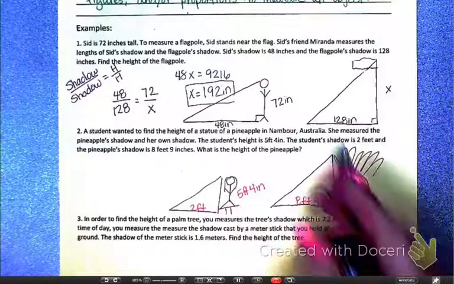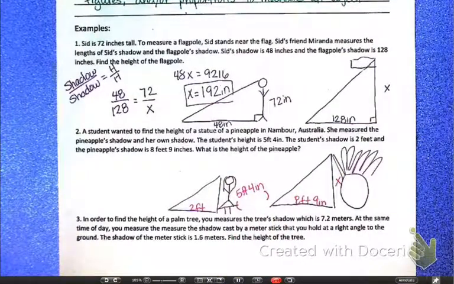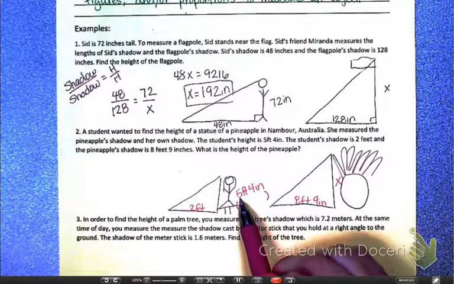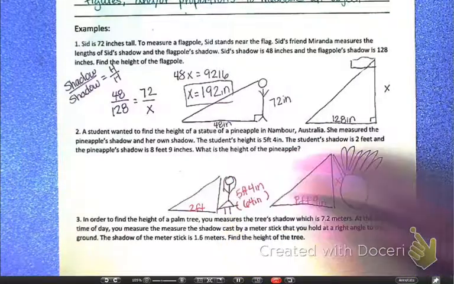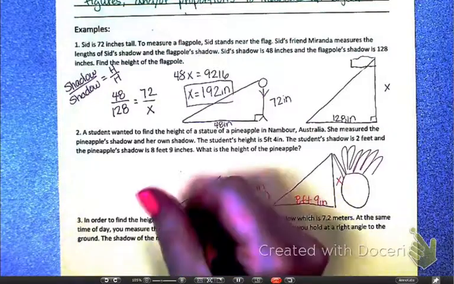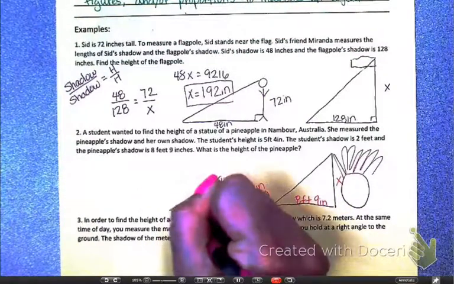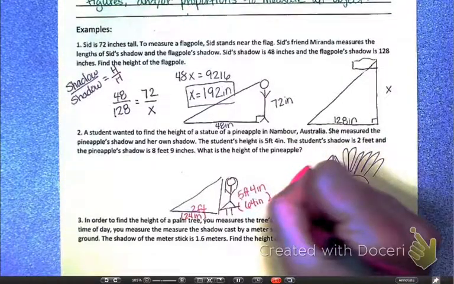So if I convert 5 feet 4 inches to inches, what do I get? 64, right? Because 5 times 12 is 60, plus the 4 is 64 inches. What about 2 feet? What does that convert to? 24 inches. And 8 feet 9 inches? 105. Someone want to confirm that?